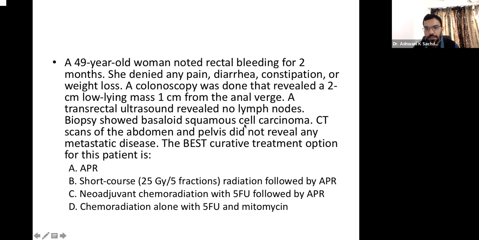If it had been an adenocarcinoma, our treatment would have changed. We could have given neoadjuvant chemoradiation with 5-FU. So it is important to read the question properly.